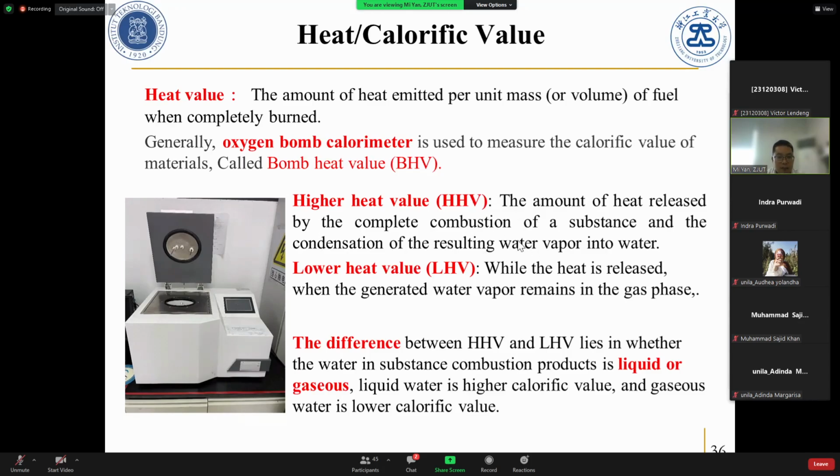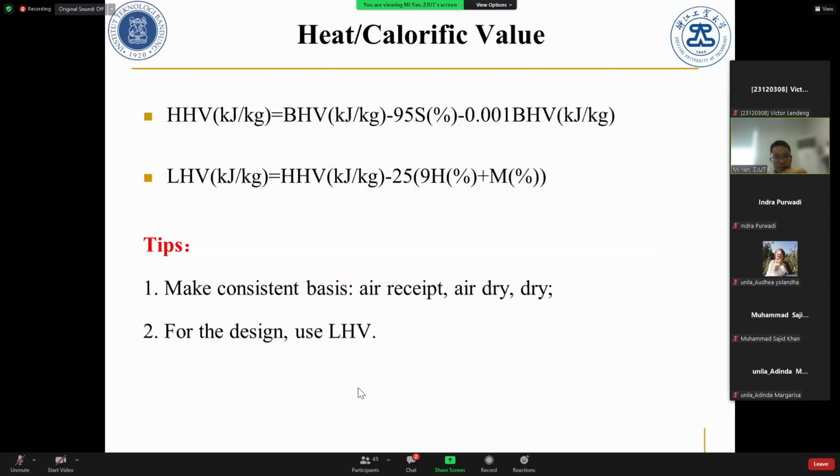This is in the machine, right? This is in the real incinerator, because the water cannot condense in the incineration, so this part cannot be used. So the difference between HHV and LHV lies in whether the water in the substance's combustion product is liquid or gas. So we have the equation to calculate BHV to HHV and HHV to LHV.